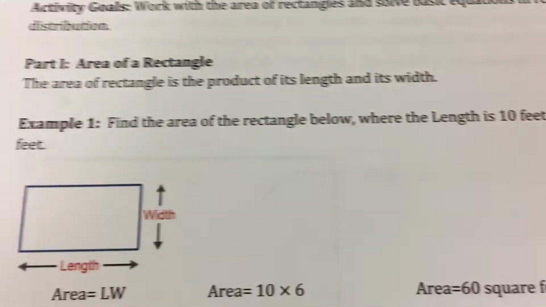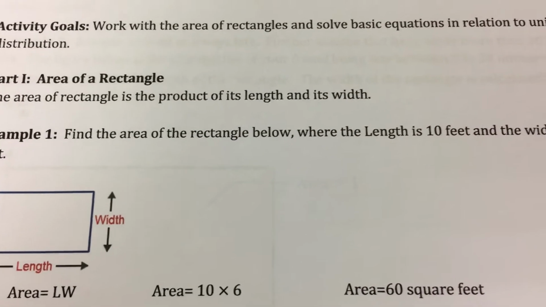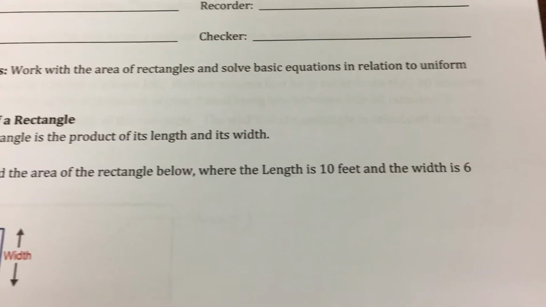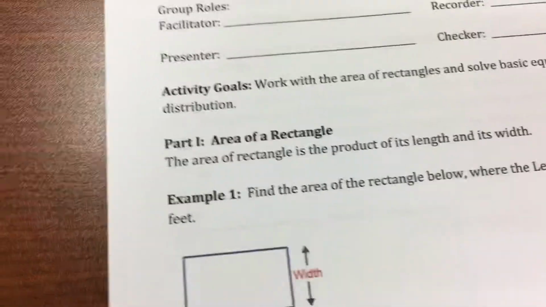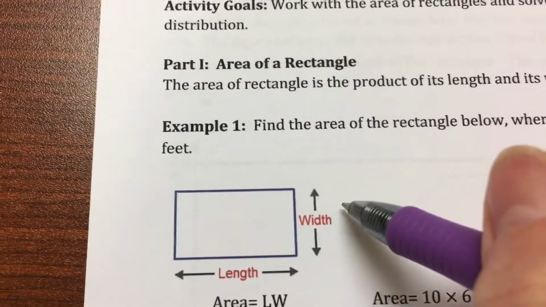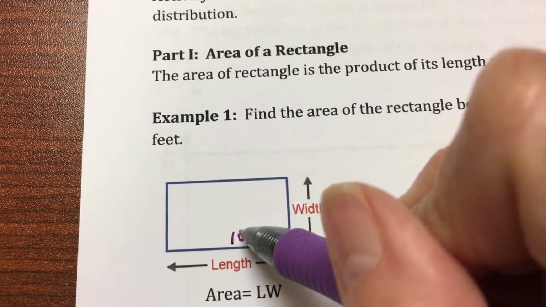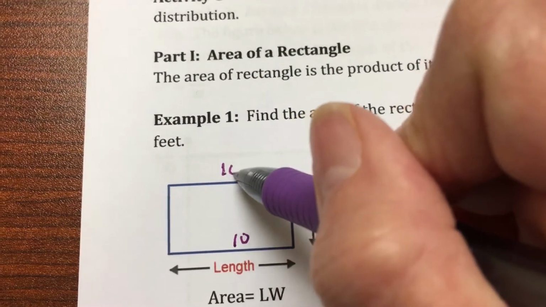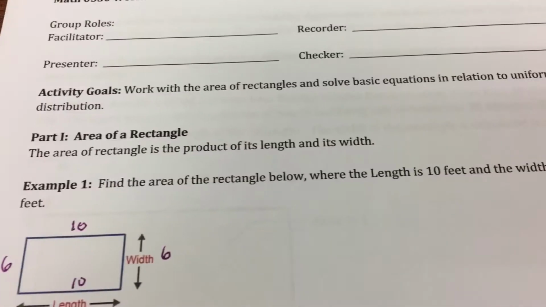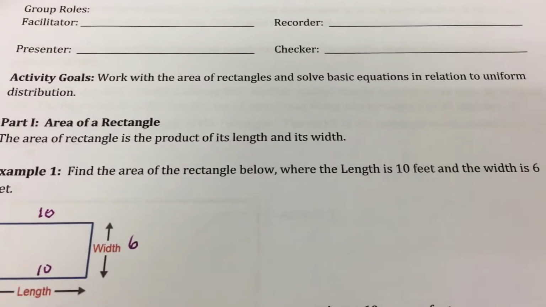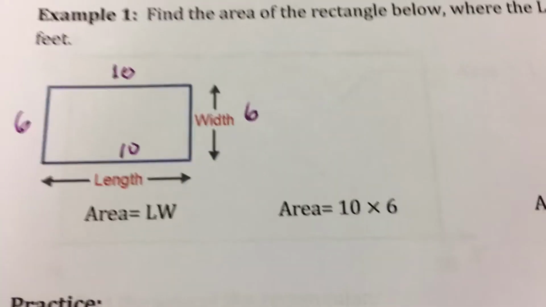And it says in this problem example, find the area of the rectangle below where the length is 10 feet and the width is 6 feet. So we have, this is 6, this is 10. That means this is 10 and this is 6. This one asks you to find the area. The area is just multiplying these two things together, 10 times 6.